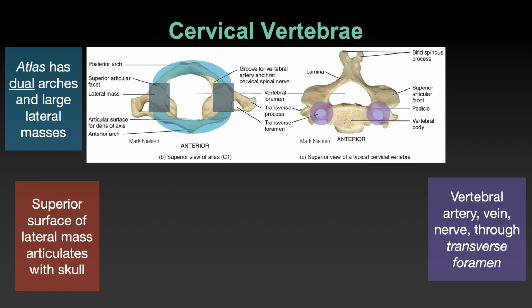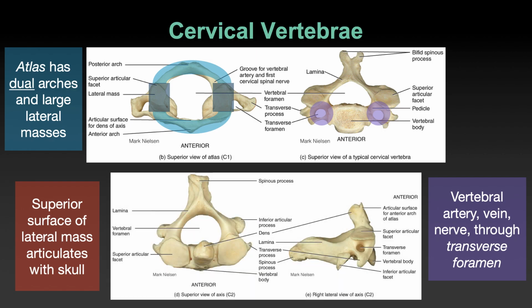The superior surface, which is what we're looking at right here in this picture, would articulate with the inferior aspect of the skull. The skull would sit right on those two darkened blue-green squares. Now the articulation there allows a lot of flexion and extension. It doesn't help with rotation. Rotation is achieved when you put the atlas and the axis together.